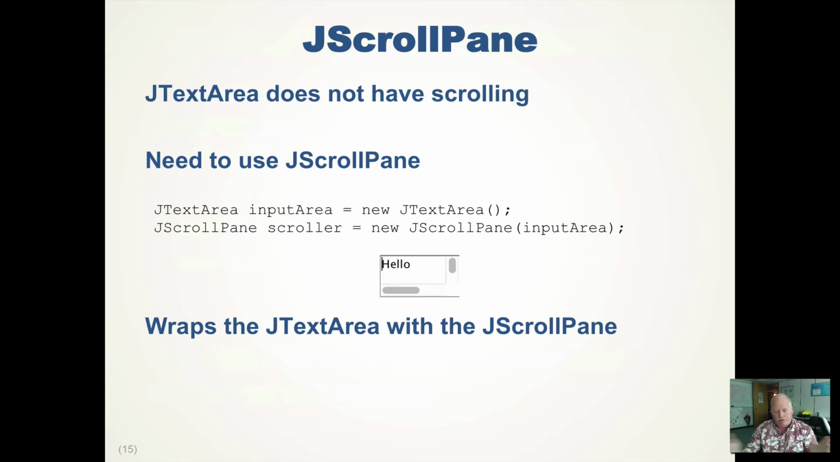Another thing would be if you have a large text area, they don't have any scrolling built into them. So if you shrink the window, you won't be able to see the entire text area. You'll just see whatever piece is visible. You need to use a JScrollPane, and the example here shows where we create an input area, and then we create a JScrollPane and supply the input area. What that does is it wraps the text area with the scroll pane, so that if you shrink the window, you'll get scroll bars horizontally and vertically, so you can see all of the text area by scrolling left and right and up and down.